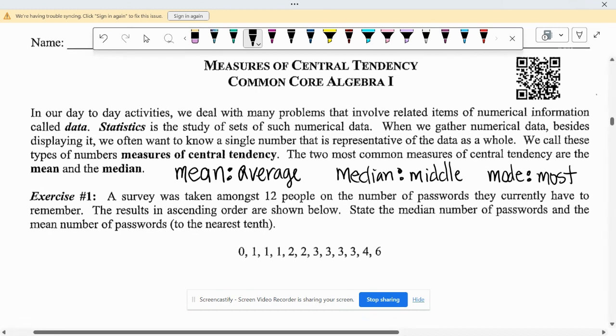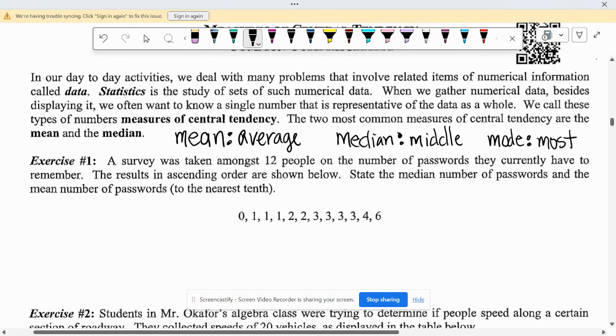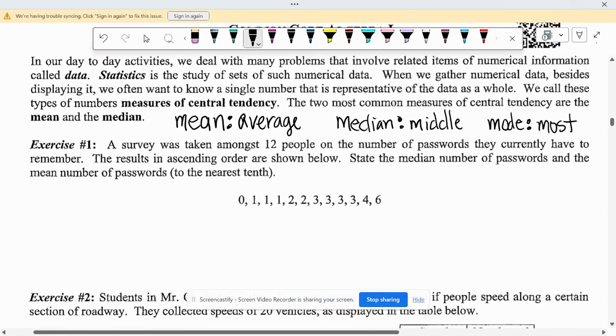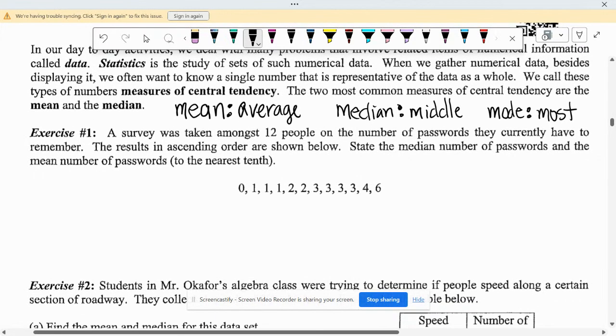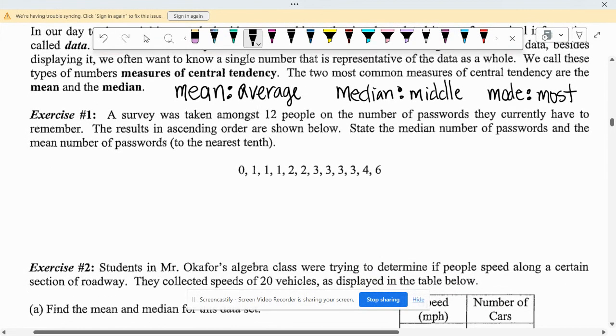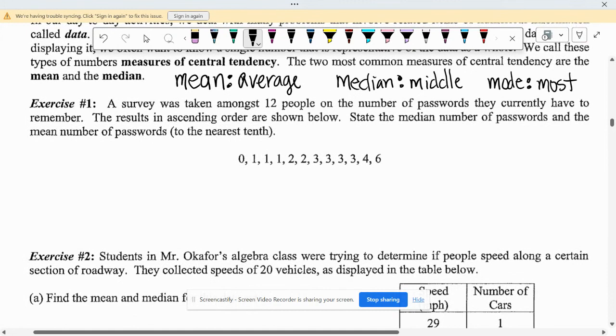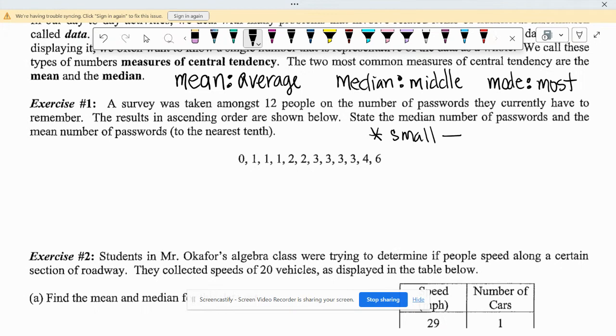Okay. So a survey was taken amongst 12 people. That's why there are 12 numbers down there. It's on the number of passwords that they currently have to remember. The results in ascending order are shown below. So when you have a set of data, you want to put them in order from small to large, especially when you're trying to find the median. That's the first thing that I want you to remember. You want to order your data from smallest to largest.